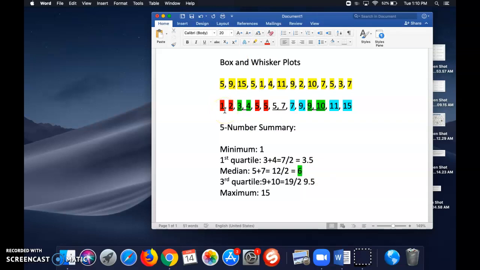So a lot of it is just time consuming because of having to put things in order and then going back into it. So let's take a look at your homework.